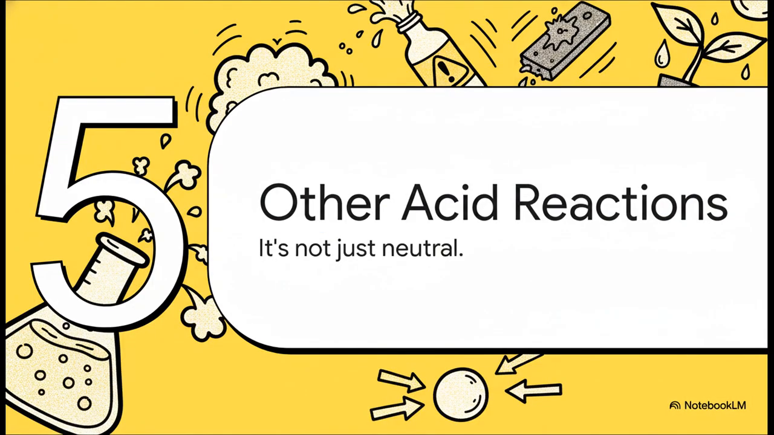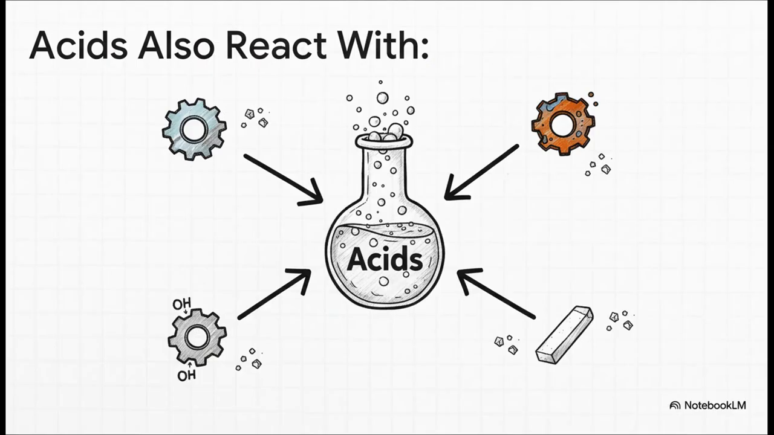Now, neutralization is definitely the headline act. But acids are super reactive. They get into a bunch of other important reactions that you see all the time. So let's just quickly run through a couple of those. Besides alkalis, acids also love to react with things like metals, metal oxides, metal hydroxides, and carbonates. And in all of these reactions, the basic idea is the same. The acid's hydrogen gets kicked out and replaced, and you end up forming a compound we call a salt.